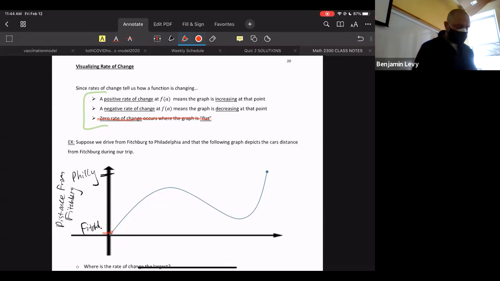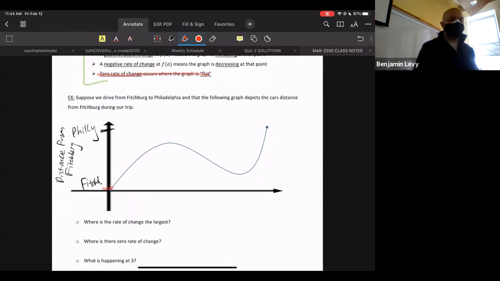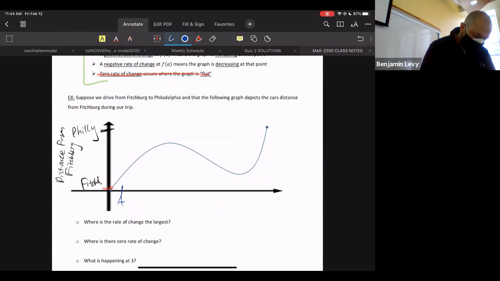And so there's some questions at the bottom here, just to help us think about this situation. So let me go ahead and label a few points, and then let's talk about those points. Let's label this point right here A. And let's say this is the point 2. Let's make B right below that peak, okay? C is going to be right in the middle there.